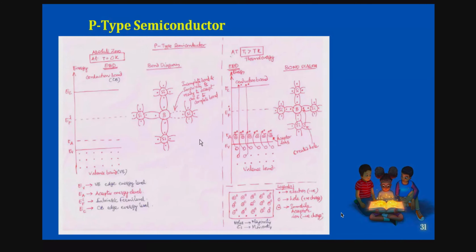Now let us look at the estimation of carrier concentration in P-type and N-type semiconductors. Okay, so let us have that one.